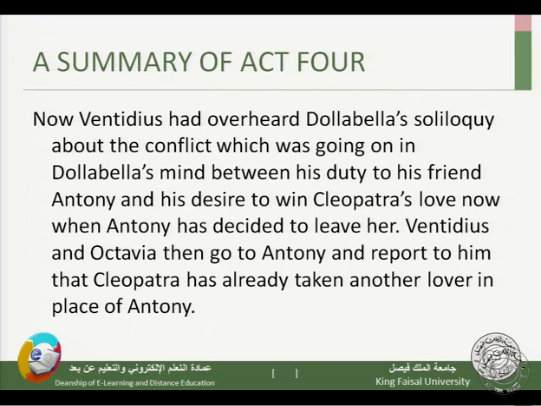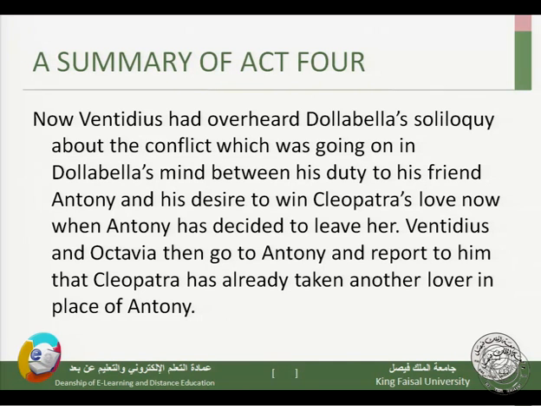Now, Ventidius had overheard, and of course you know quite well who Ventidius is. Ventidius had overheard Dolabella's soliloquy about the conflict which was going on in Dolabella's mind between his duty to his friend Antony and his desire to win Cleopatra's love, now that Antony has decided to leave her. So he has heard Dolabella speaking loudly about that conflict inside him, about his desire to be in love with Cleopatra, and also his sincerity to his friend.